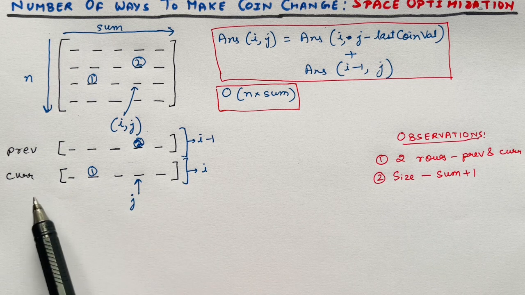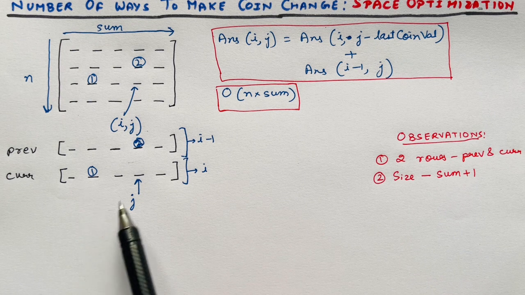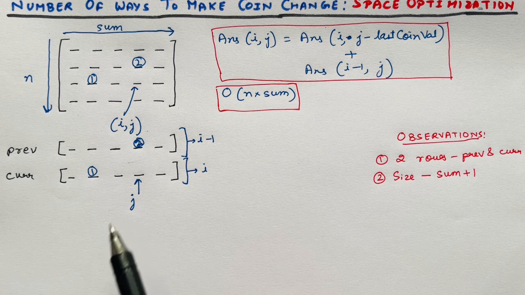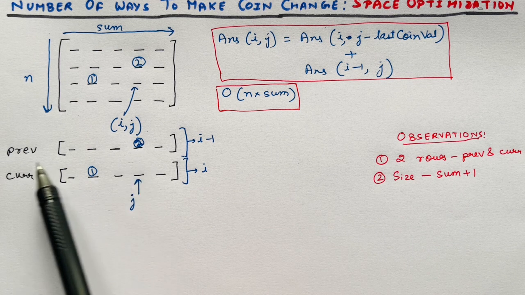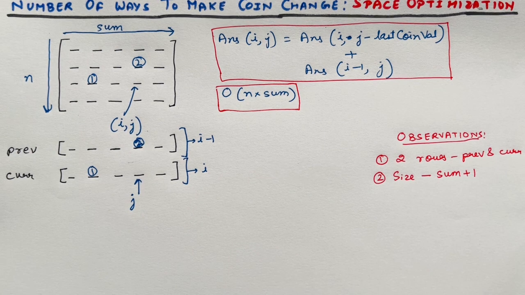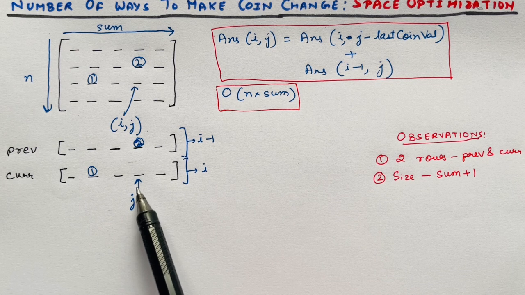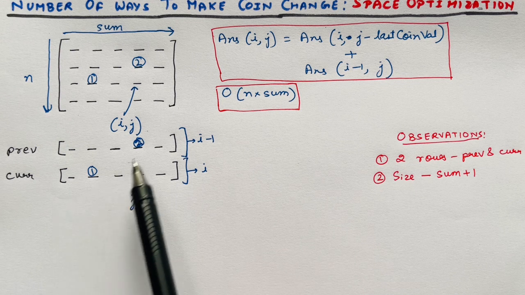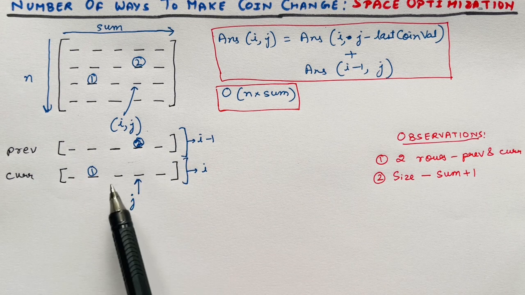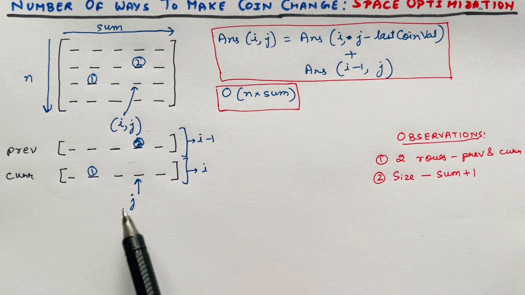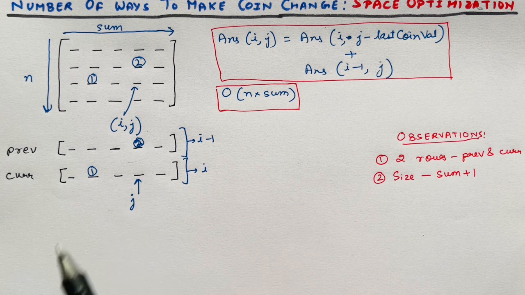That will lie in the same current row, let's say somewhere here. The second thing that we need is forming j using first I minus 1 coins. So where will that lie? That second thing will lie in the previous row, right above it. So now we know that we can fill any value at any position j for the current row using the answers from the previous row and the previous answers in the current row itself. Great. That means now we know how to fill the value at any position.